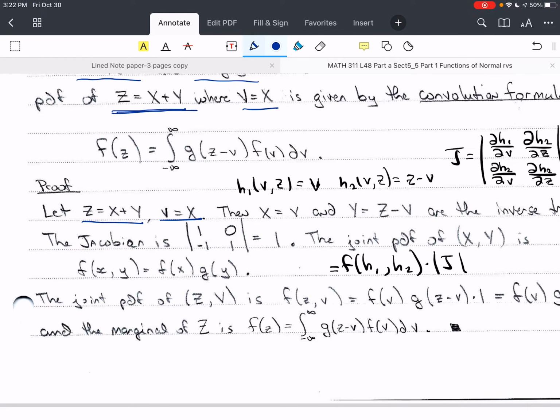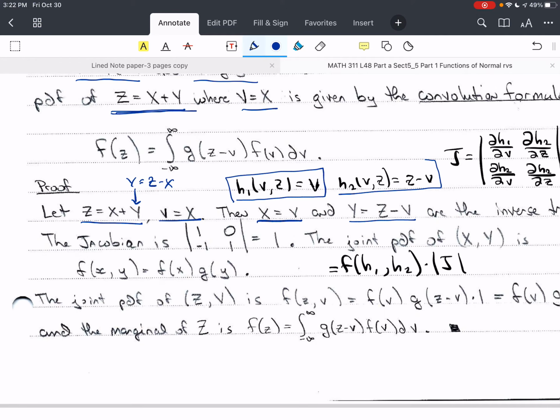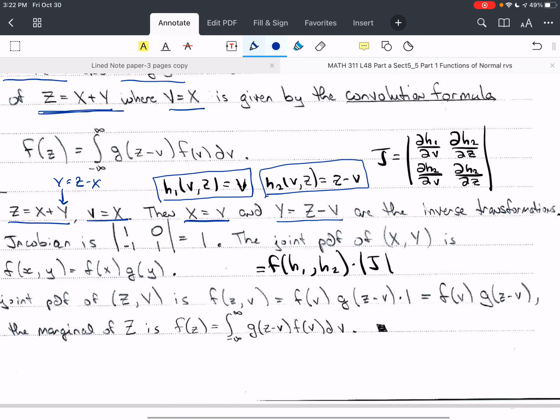So the inverse transformation for x is equal to v, or you could write this h1 of v and z is equal to v. And then we solve for y here, and we see that y is equal to z minus x, but x is v, so we have y is z minus v, or h sub 2 of v and z is equal to z minus v. Now, we're going to use the transformation theorem, so we have to find the Jacobian.